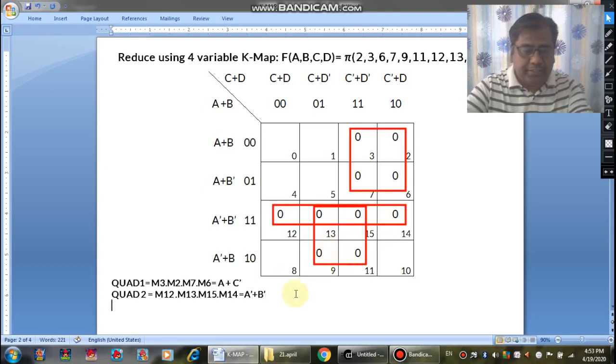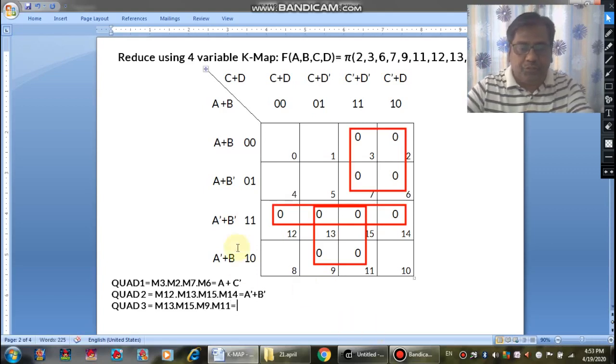Then we will come to the next quad. The next quad is quad 3. When we are talking about quad 3, we are taking M13, M15, M9, as well as M11. The result for this will be A bar and D bar. Why? Because from this side B is changing, A is same, and from the top C is changing, D is same. Therefore we will be considering A bar plus D complement.